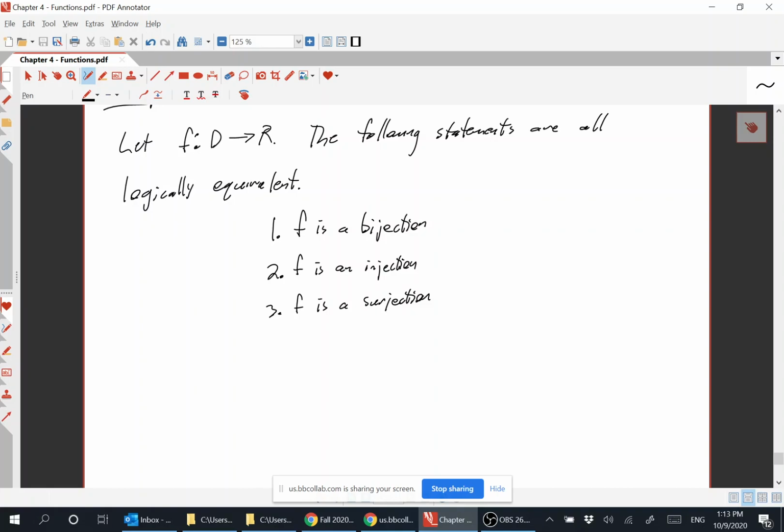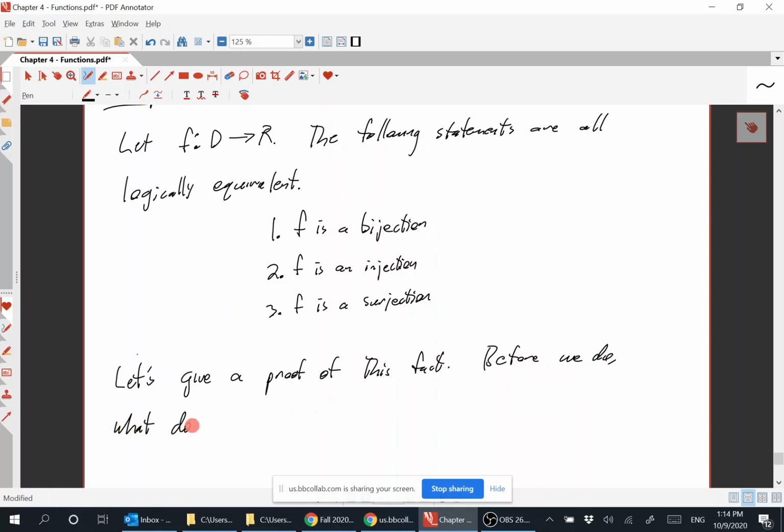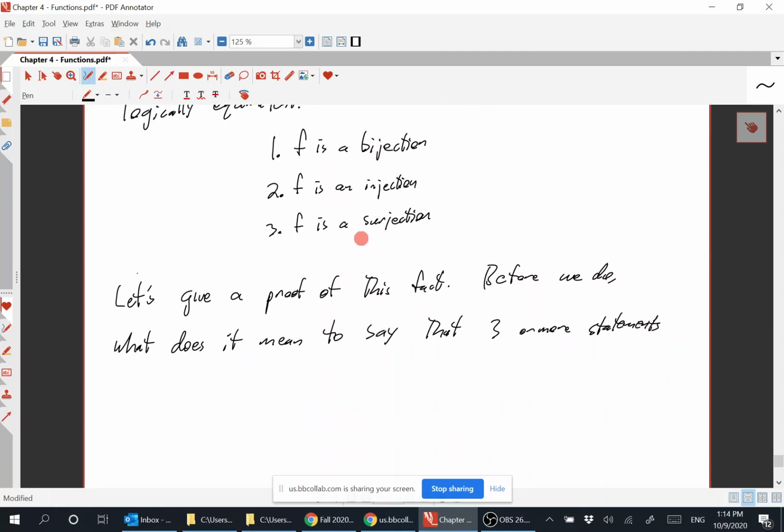Okay, what does it mean to say the following statements are all logically equivalent? Before we prove this, what does it mean to say that 3 or more statements are logically equivalent?